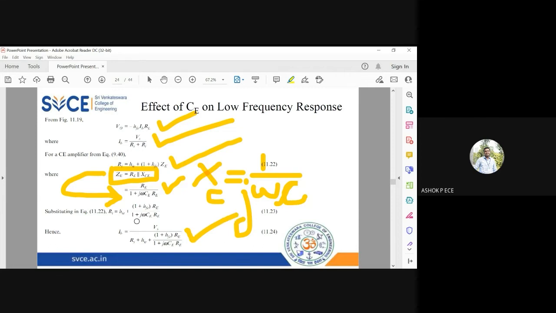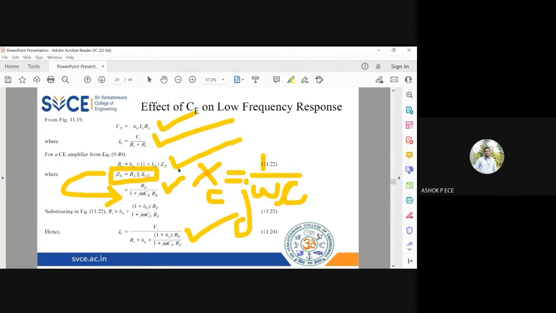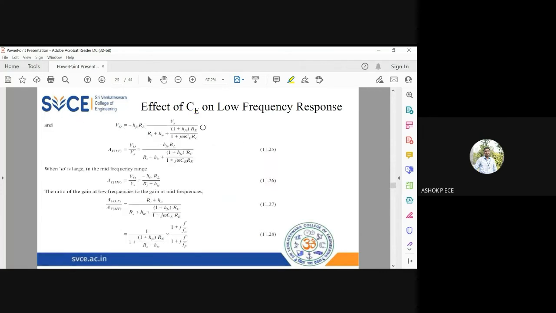So when you substitute the expression of RI in IB, you get this one. IB is equal to VS by RS plus RI. And RI is going to be this big expression, HIE plus 1 plus HFE into RE by 1 plus j omega CE into RE. Now substitute everything in V naught. So V naught equal to minus HFE into IB into RL. And V naught by Vs is going to be the voltage gain. So AVLF equal to V naught by Vs, and when you divide, you get minus HFE RL by the big term.